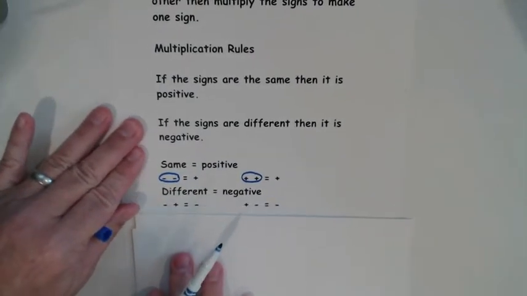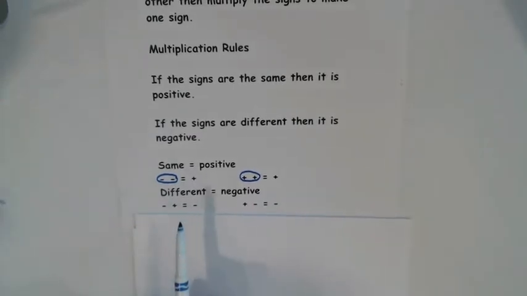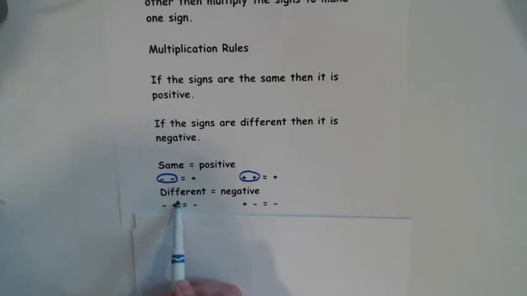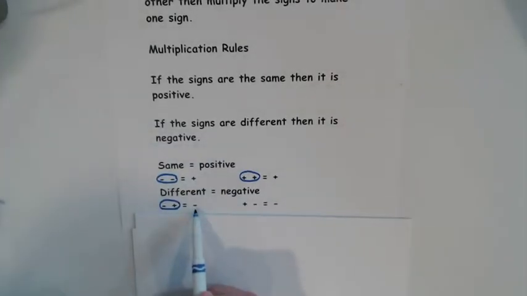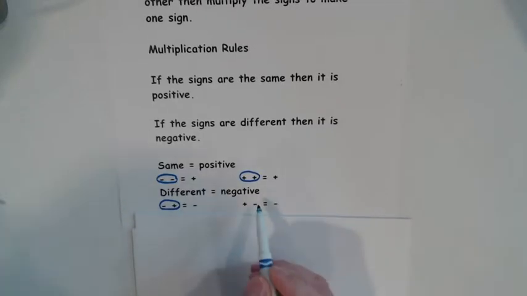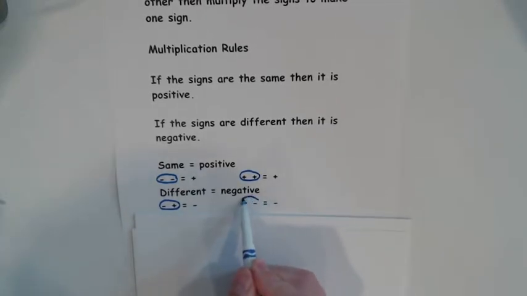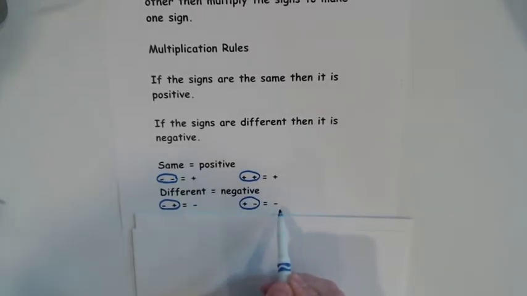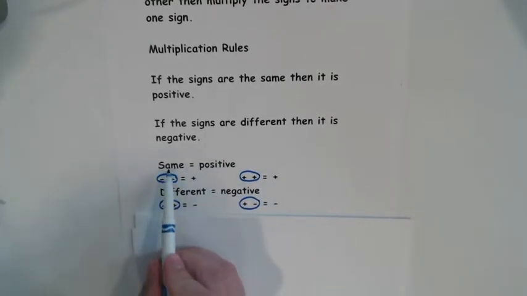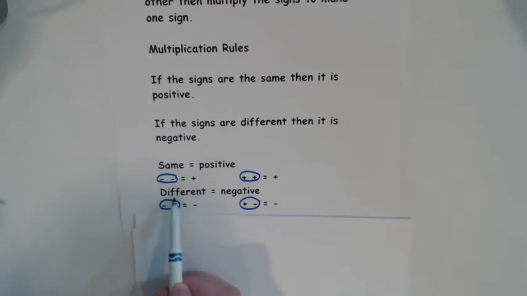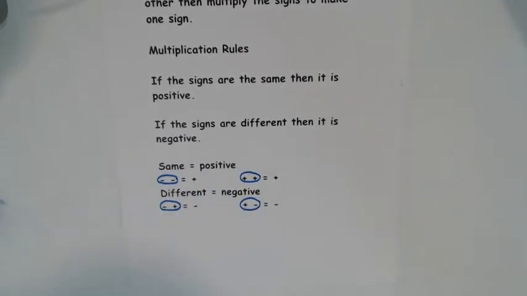And then people like to write this down. They like to write down, hey, different, then it's negative. If I see a negative times a positive beside each other, I multiply them together, write down that one sign, negative. If I see a positive and a negative, I multiply them together, write down a negative. So a lot of times people like to write in their notes, same, positive, different, negative. And we're going to go over some examples of this. So let's look at these examples.